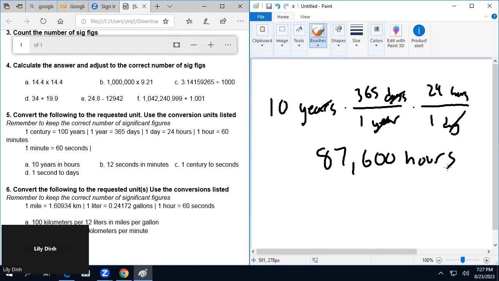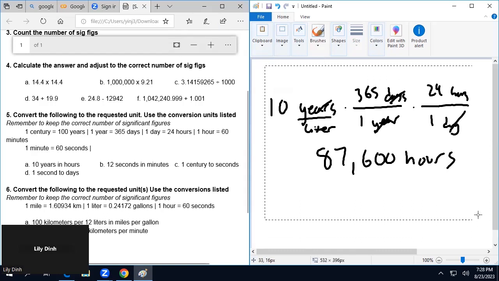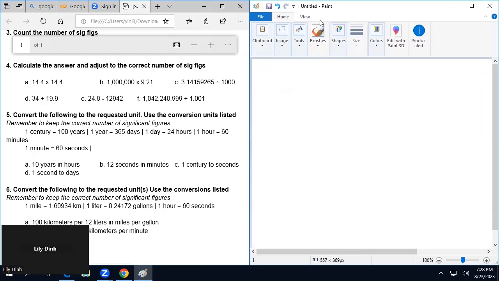How I knew what goes on top and what goes on the bottom, you'll just have to practice it. See if it can cancel out, because sometimes you're gonna have something like years per liter. If you put something in the wrong place, then you'll end up with the wrong answer. It's just practice. There's nothing more I can say about that. You'll just have to keep practicing your conversions. Okay.